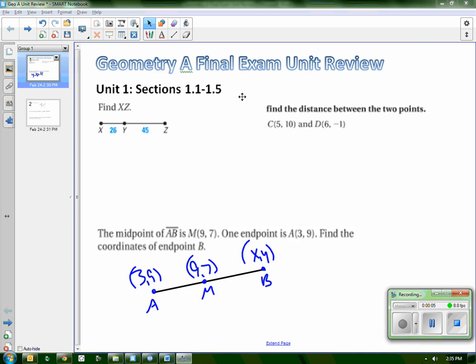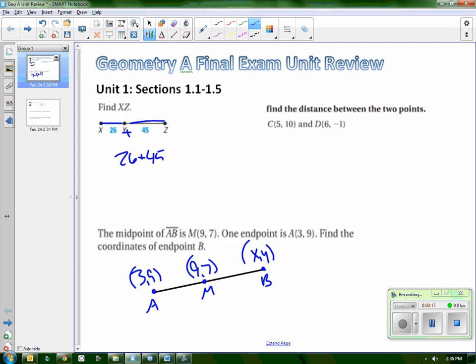The first thing we're going to do is review Unit 1. That's sections 1.1 through 1.5. This is kind of embarrassingly easy, some of these. Find XZ. Well, the first thing I'm going to do is add up that guy and that guy. 26 plus 45 is 71. So in this problem, XZ equals 71.